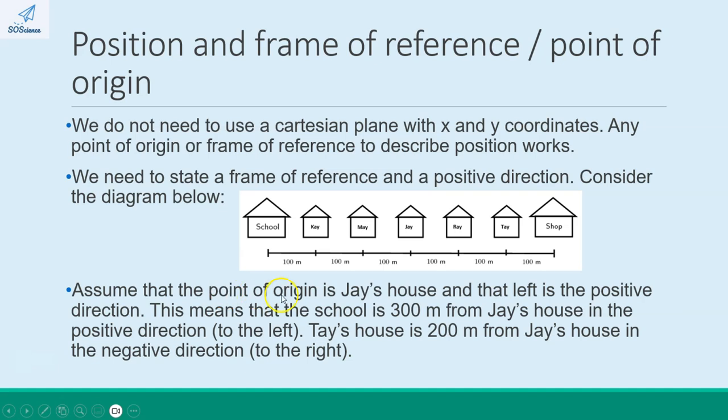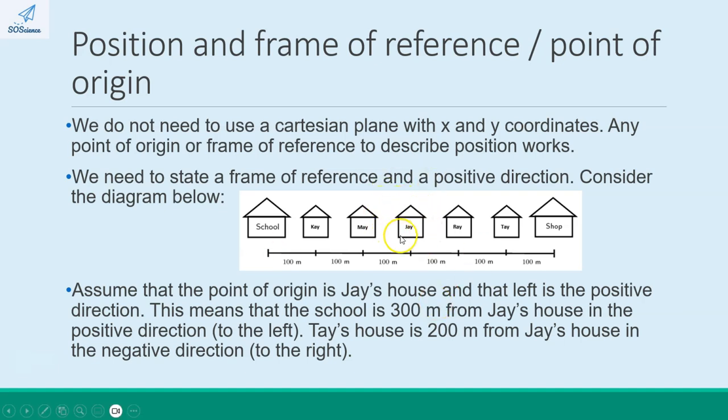So let's assume that the point of origin is Jay's house, and to the left, meaning towards the school, is the positive direction. So this means that the school is 300 meters away from Jay's house to the left, and the left is the positive direction.